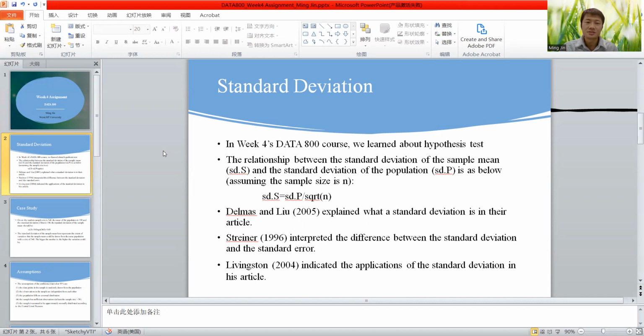In the past, there have been some articles about the standard deviation in academics. In 2005, Delmas and Liu explained what a standard deviation is in their article. Strainer in 1996 interpreted the difference between the standard deviation and the standard error. Livingston in 2004 indicated the applications of the standard deviation in his article.